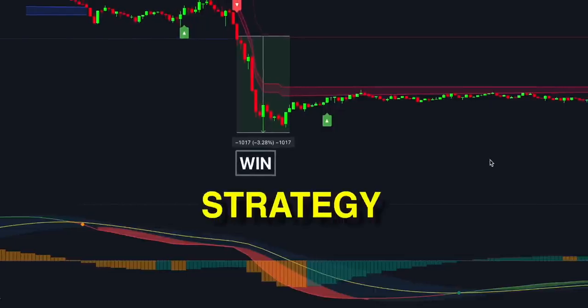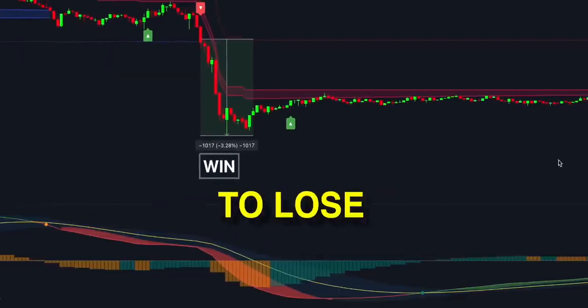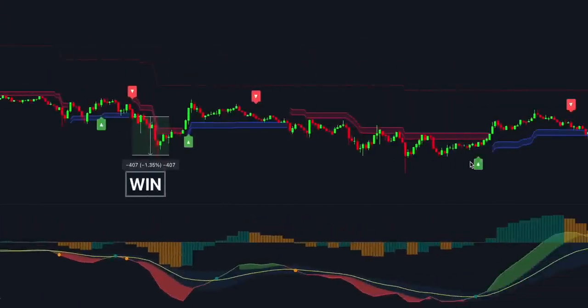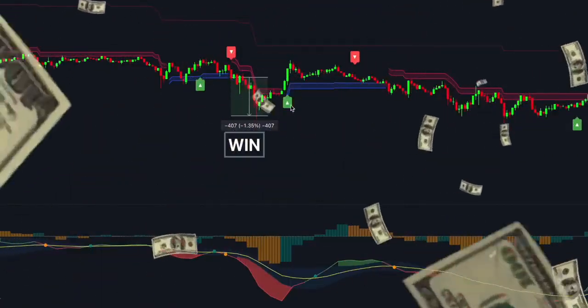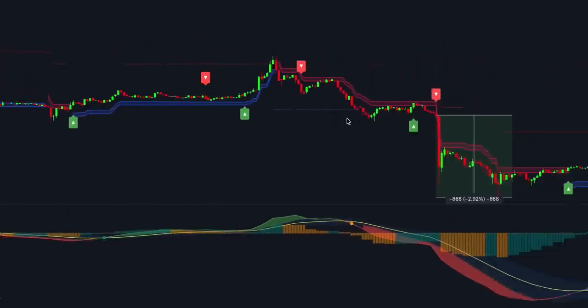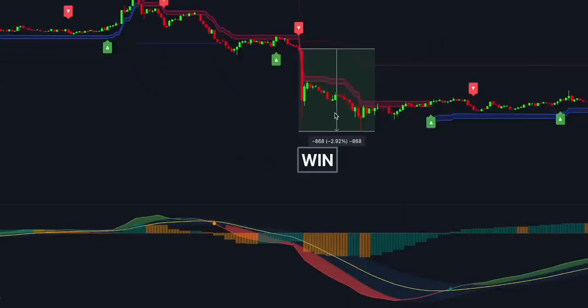With this trading strategy, it is almost impossible to lose. I tested it on many trading instruments, and the results were incredible. The winning ratio sometimes reaches 90% and above. Check out these recent signals on Ethereum price chart.